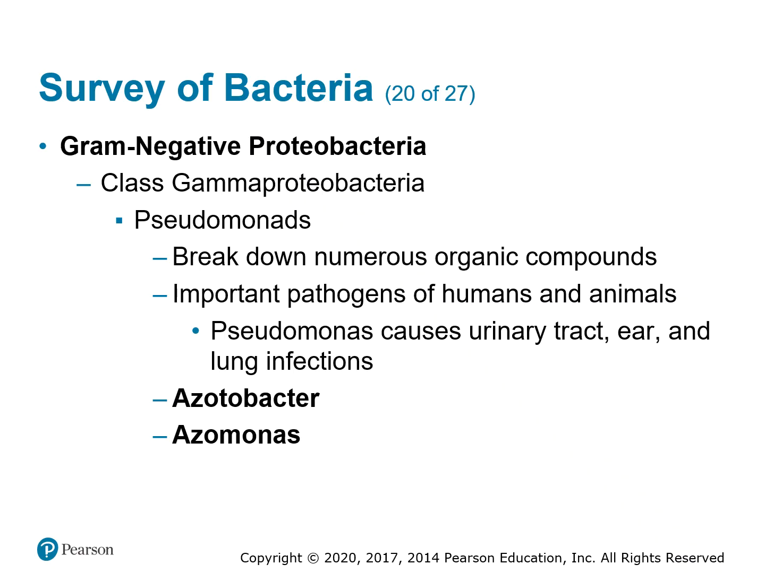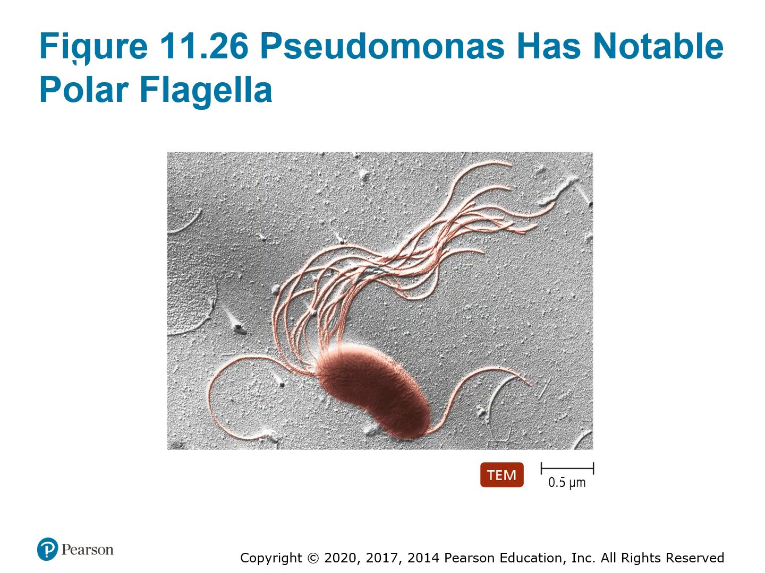Another one we want to talk about in here are the pseudomonads. These break down numerous organic materials. These are important pathogens of humans and animals. Pseudomonas causes urinary tract, ear, and lung infections, and this includes Azotobacter and Azomonas. So Pseudomonas has what's called a polar flagella. So see, you have that whole tuft of flagella on one end. That is very characteristic of Pseudomonas.